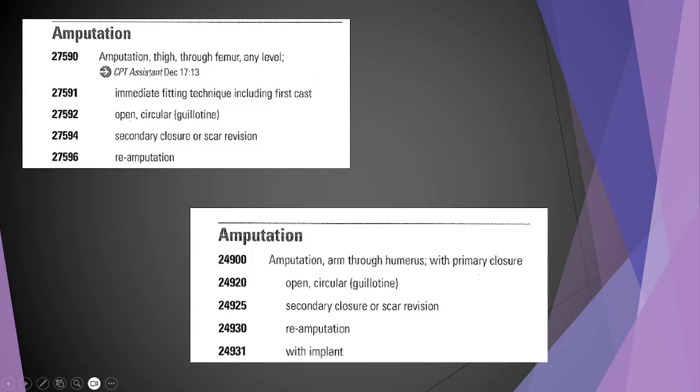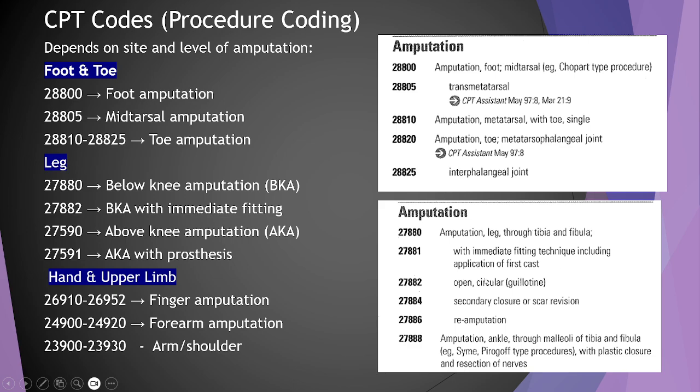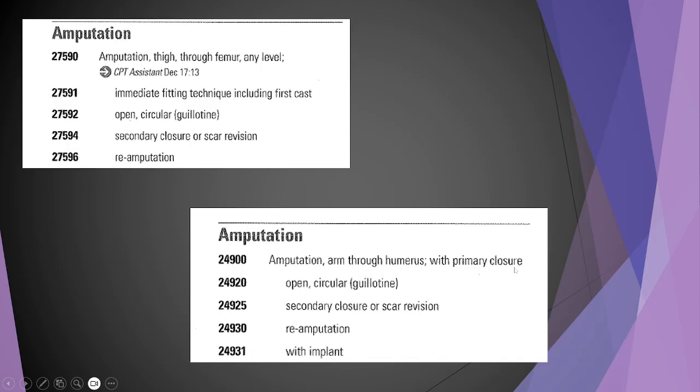Okay. So here it is amputation of the thigh region through the femur, any level. And here is an amputation of the arm through the humerus with primary closure and open, circular, guillotine. So here is a guillotine, that is an amputation for the open circular of the arm through the humerus. Okay. Similarly, here is an amputation of the leg through open circular guillotine. So you can learn that word, that is very important.